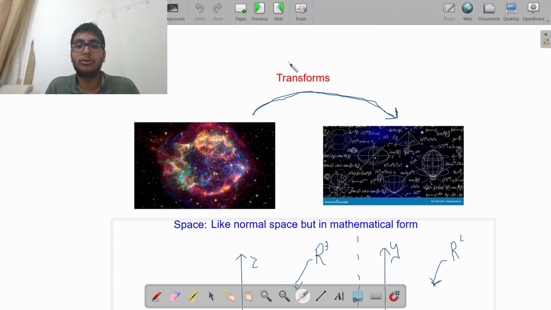Now, let's learn about space. I'm not talking about stars or galaxies. I'm more often talking about the mathematical world that we live in. Space is like a normal space but in a mathematical form, and I showed you the transformation over here, which I got from Google.